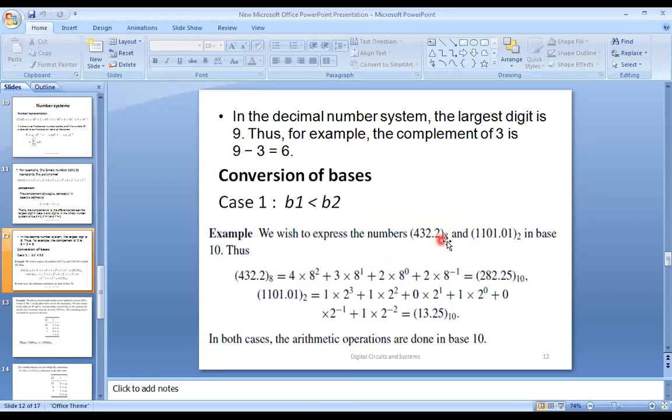This is the number in binary system. 432.2 is the number in octal system, and we want to convert this number to decimal. And also one more number, 1101.01. This is the number in binary system, and we want to convert this number also into decimal. Means we want to convert both these numbers in different systems into the decimal system.